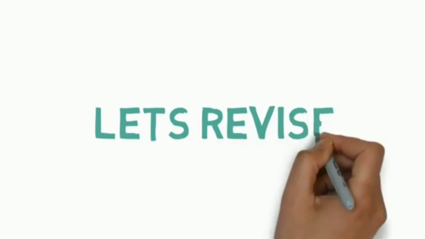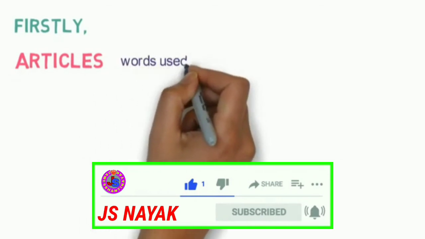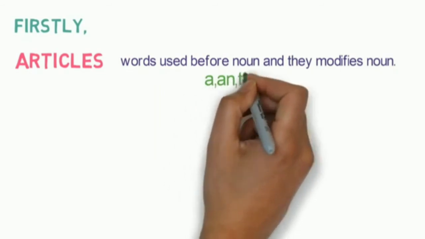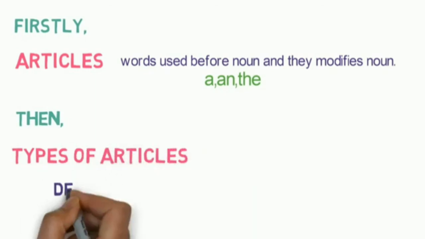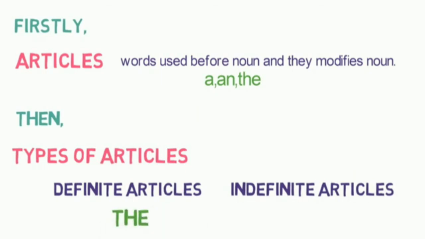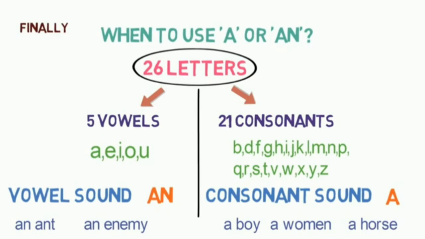Let's quickly revise what we learned in this lesson. Firstly, we understood what exactly articles are. Articles are words used before a noun and they modify nouns. There are 3 articles in English: a, an, and the. Then we learned the 2 categories in which these 3 articles are divided: definite articles and indefinite articles. The comes in definite articles and a and an come in indefinite articles. Finally, we understood when to use a and an before a word. Use a when the word starts with a consonant sound and an when the word starts with a vowel sound. That's all about articles in this video.